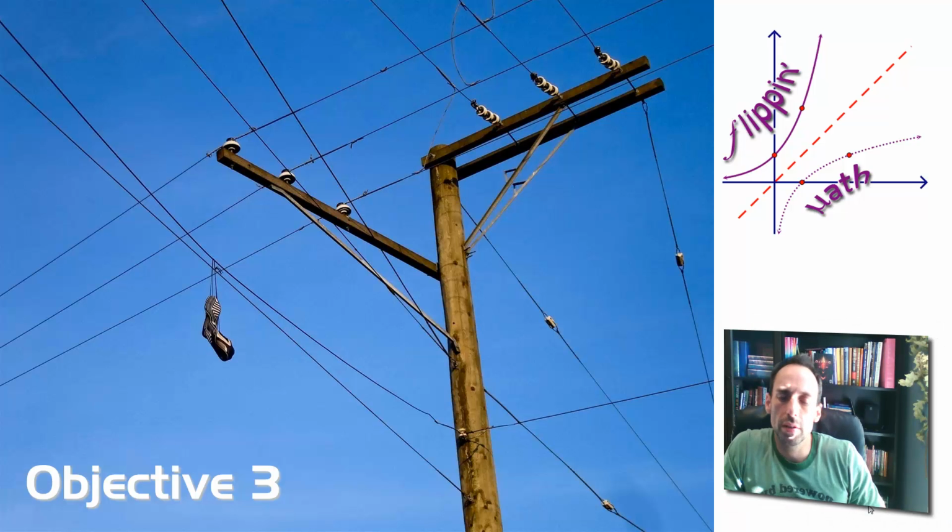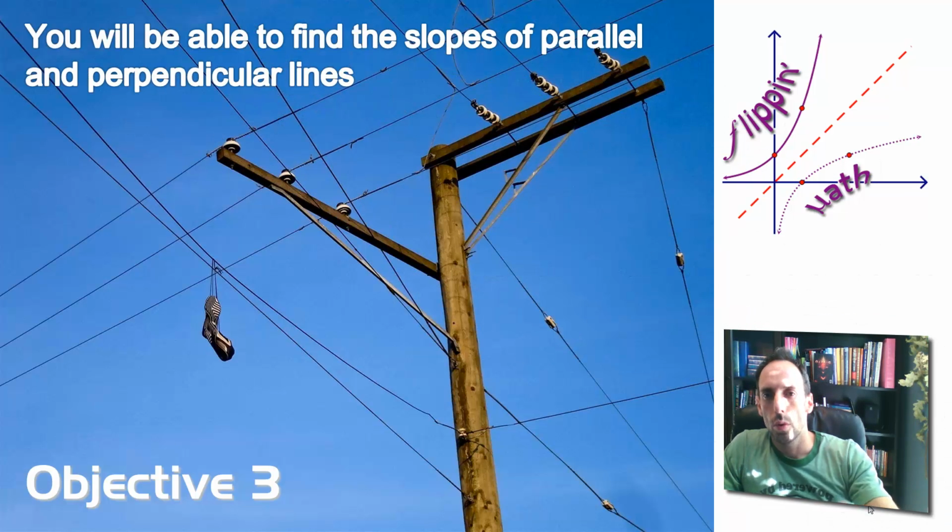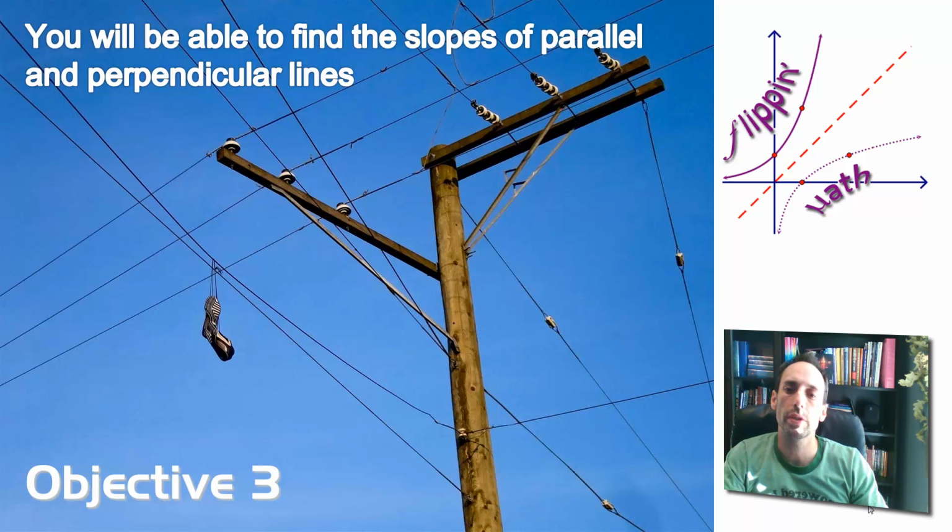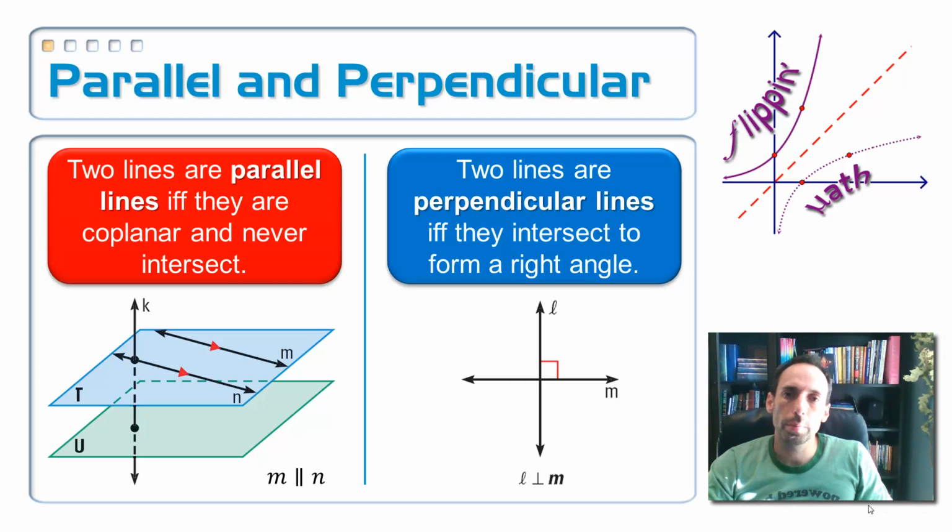Okay, so in objective 3, we're talking about slopes of parallel and perpendicular lines. And in the picture, you've got some power lines, and power lines, often you see some parallel lines, sometimes you see some perpendicular ones in it, and you very frequently see a pair of shoes that someone's thrown up there as well, right? Okay, so let's review the definition, some geometry here for parallel and perpendicular lines.